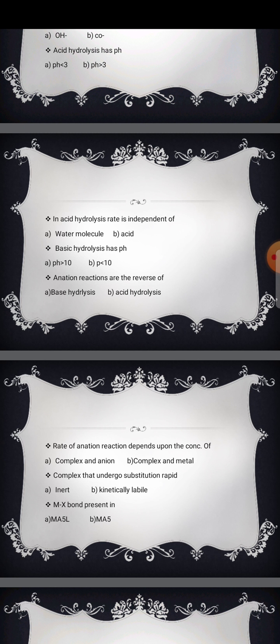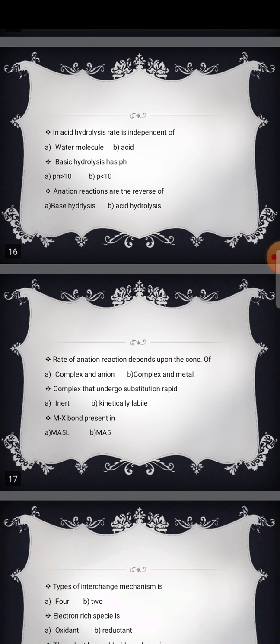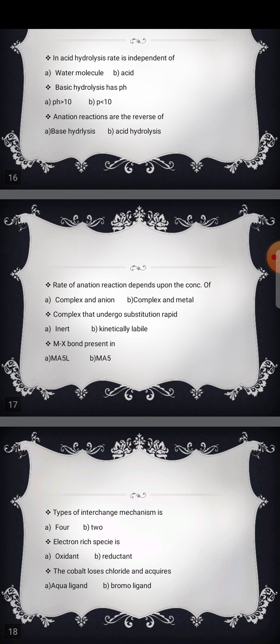Complexes that undergo substitution rapidly are inert or kinetically labile? It will be kinetically labile. M-X bond present in Ma5L or Ma5? It will be A, Ma5L. Types of interchange mechanism is 4 or 2? It will be 2. Electron rich species is oxidant or reductant? It will be reductant. The cobalt loses chloride and acquires aqua ligand or bromo ligand? It will be aqua ligand.